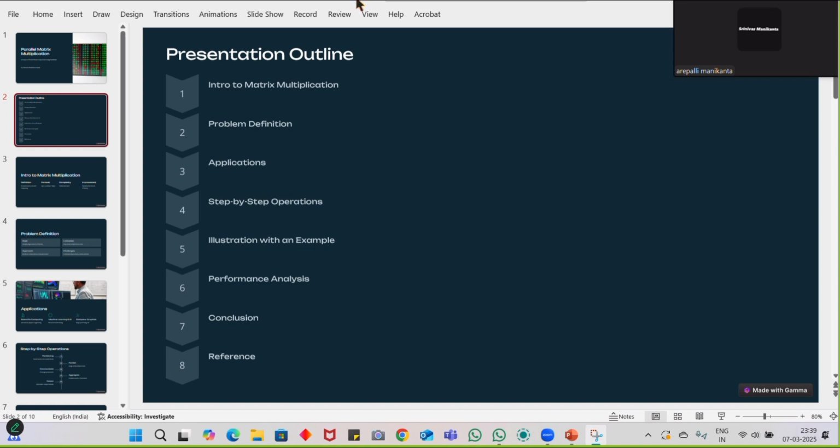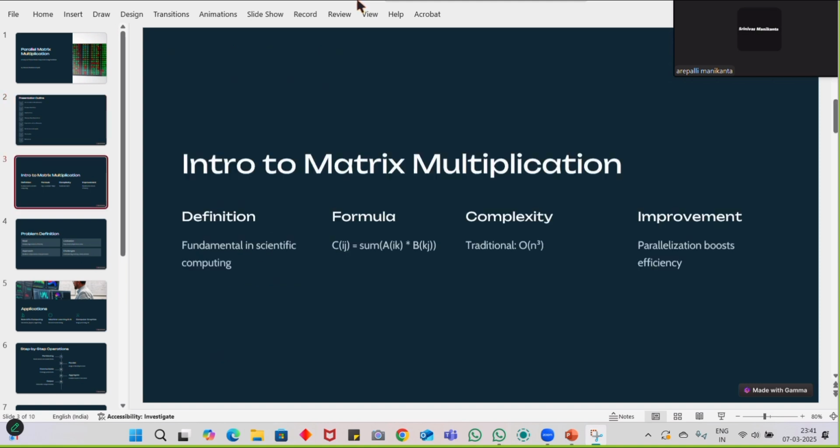Key points about parallel matrix multiplication: independent calculations, data partitioning, computation overhead. Introduction to matrix multiplication.